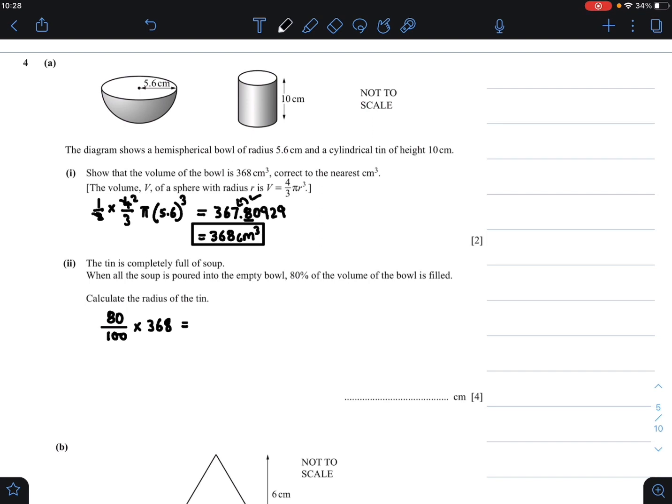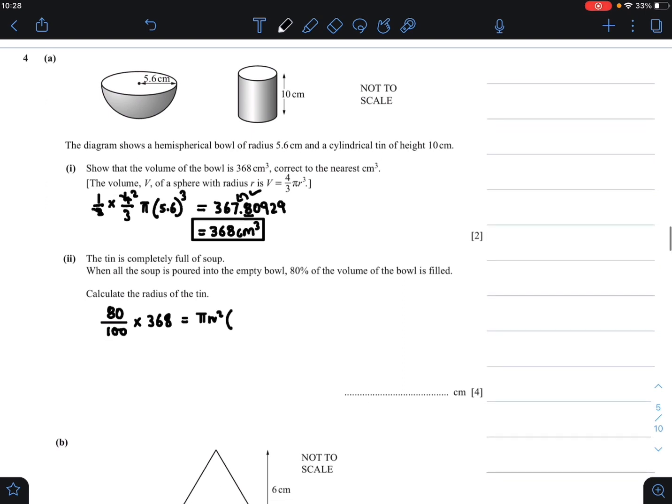Now the volume of a cylinder is equal to πr²h. Now we have to find the radius, so we leave r as it is, and h, as they've given it to us in the question, is 10 centimeters. Now all we need to do is solve for r. So we can cancel the 0 and the 0. So now 8 divided by 10 multiplied by 368, and if you take the 10 to the other side of the equation, it will become division. So divide by a further 10.